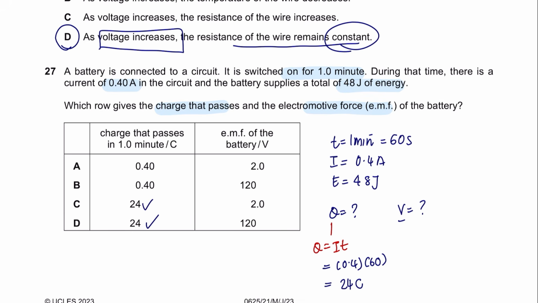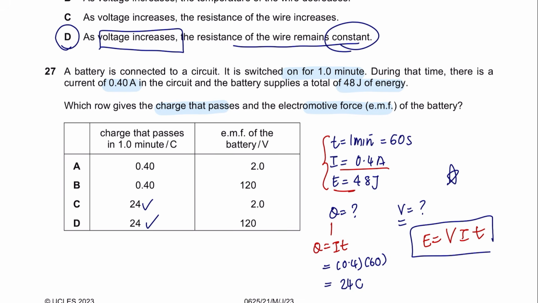Now we need to look for a formula to calculate V using the information that we already have. We have the energy. Energy equals voltage times current times time. As you can see here, memorizing formulas is very important. Otherwise, it will be difficult for you to come up with what formula has to be used in order to solve the question. So we have 48 equals V times 0.4 times 60 seconds. After rearranging it, you will get 2 volts. So the answer is C.